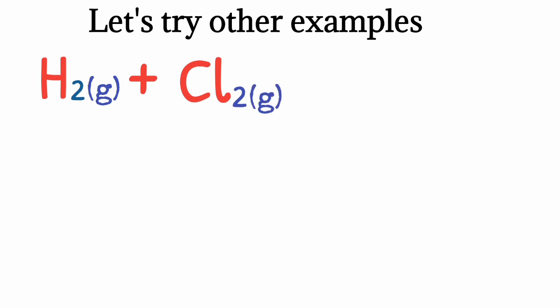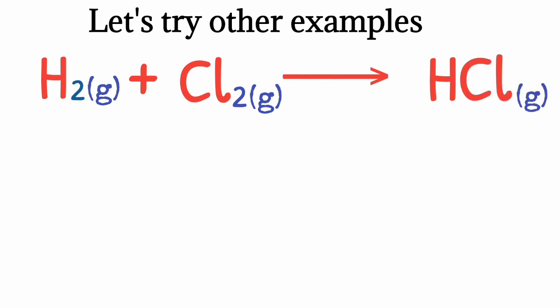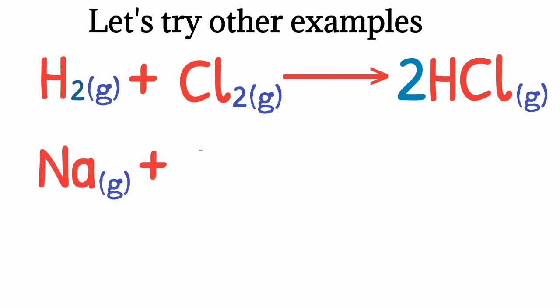Okay, let's move on. Let's try other examples to get an understanding. This is 2 atoms of hydrogen, and it's hydrogen gas reacting with chlorine gas. Now, they are the reactants, and they react to produce hydrochloric gas. So let's balance it. We have balanced it. So the H is now 2 and the chlorine is also 2.